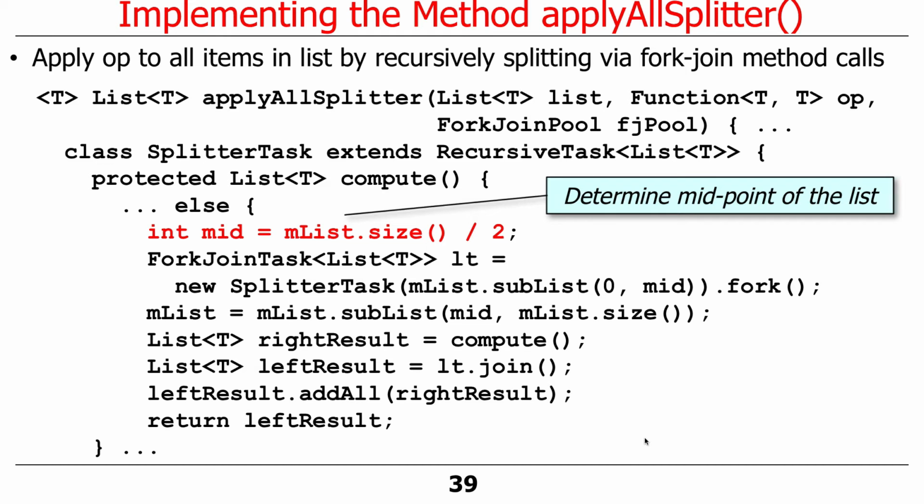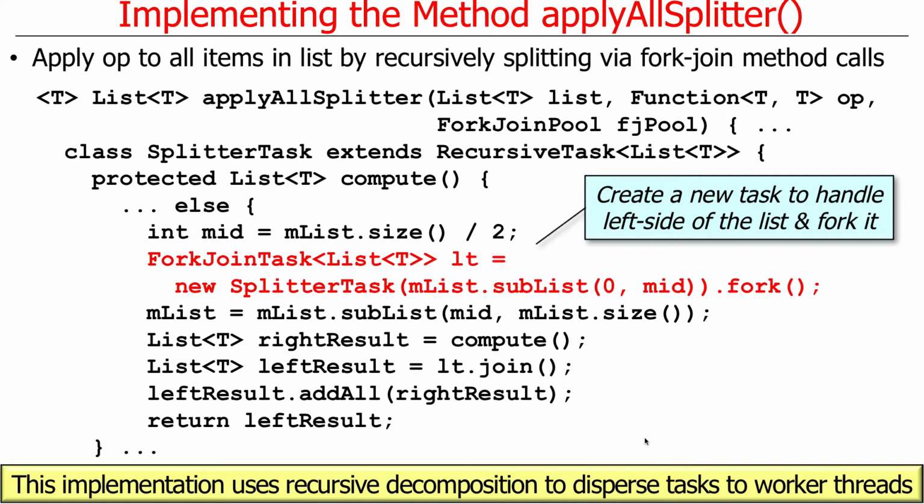So what we're doing here is we figure out the midpoint of the list. We divide the size by 2. We then make a new splitter task. This is the left task, and that's going to handle a sublist from 0 up to the midpoint. So we're going to copy the list from 0 to the midpoint, make a new splitter task, fork that new splitter task, and then assign it to this fork join task LT. So this guy now has been arranged to run in another thread of control.